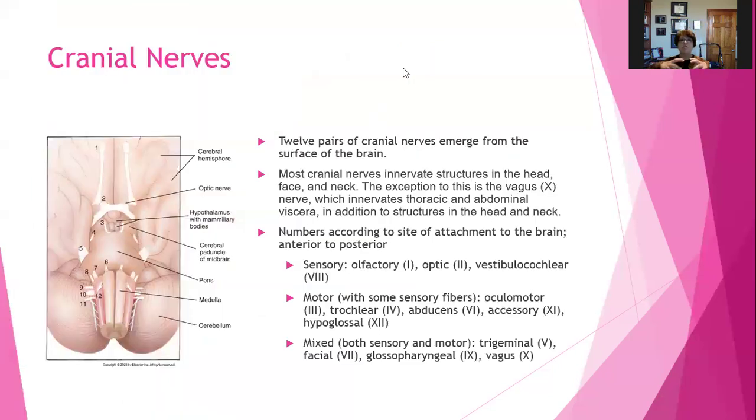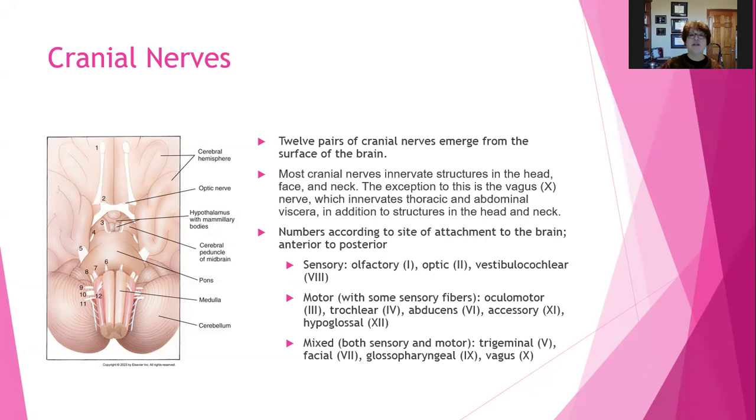Cranial nerves are 12 pairs of nerves that emerge from the surface of the brain. Most of them innervate structures in the head, face, and neck, except the vagus nerve, which innervates thoracic and abdominal viscera, in addition to structures in the head and neck. The vagus nerve goes everywhere. The numbers of the nerves, 1 through 12, they're always written in Roman numerals just to make you review Roman numerals whenever you learned them in the second grade or whatever. They're numbered according to the site of attachment to the brain, anterior to posterior.